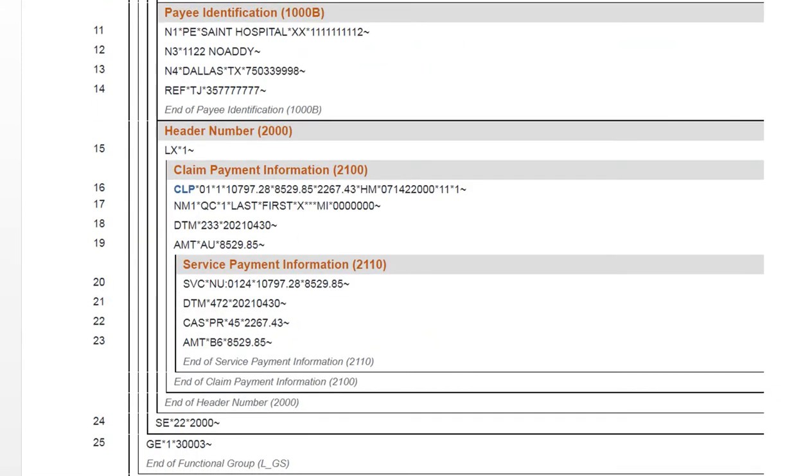As we move through this transaction, you can see the CLP segment in the 2100 loop. This is probably one of the most important segments in the 835 remittance. If you look at CLP 3, 4, and 5, these are probably the most important elements in this transaction. CLP 03 is going to tell you the amount that was charged, in this case $10,797. And then CLP 04 is going to tell you the amount paid. In this example, it's $8,500. And then CLP 05 is going to show you the patient responsibility. In this example, $2,267.